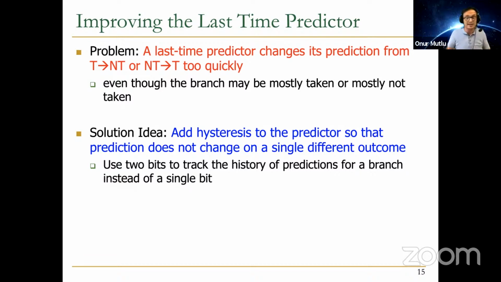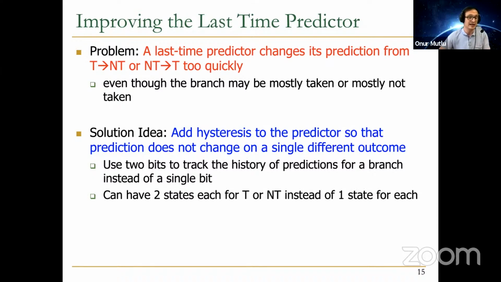If you want to add more hysteresis, you may want to add more bits, 3 bits for example, and you may want to look at the last 8 outcomes, or 4 bits, and you may want to look at the last 16 outcomes. And then you may actually decide how to distribute the different states that you have in the m-bit counter. But the 2-bit counter turns out to be very commonly used. 3-bit counters are also used, as we will see in one of the processors that we will discuss later on. But that's the basic idea.